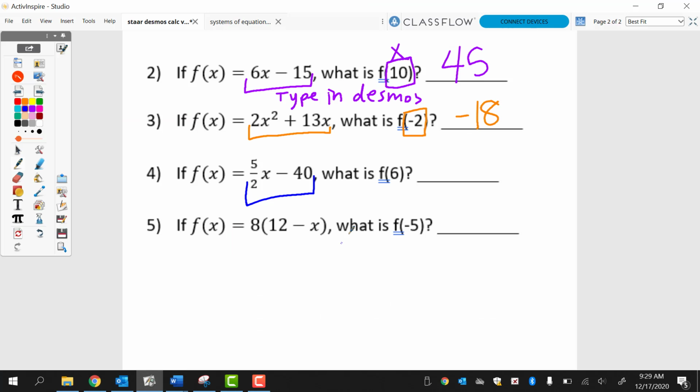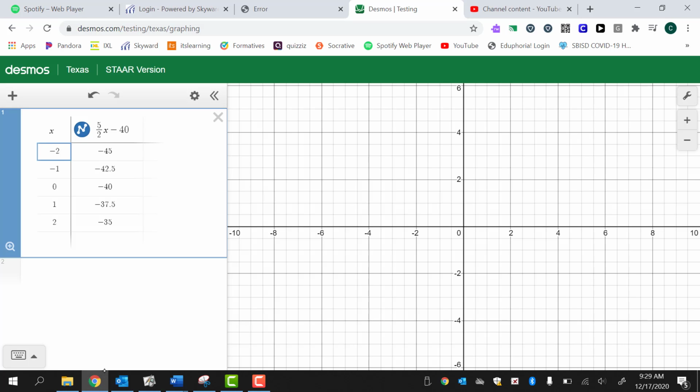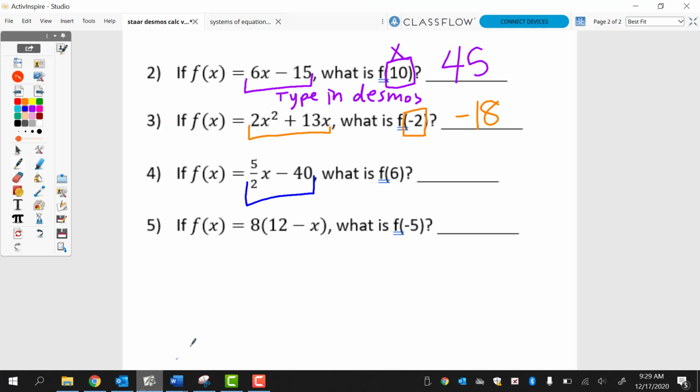What number did I want? I wanted a +6. So let's type +6 in the X. And it tells me the answer is -25. Very easy.